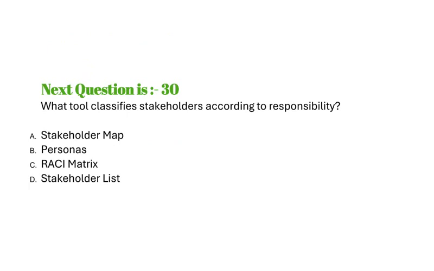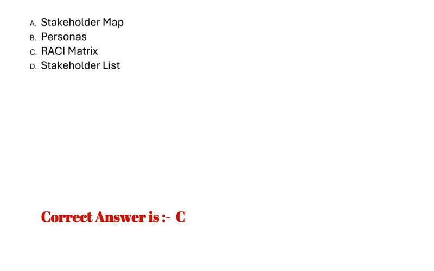Question is, what tool classifies stakeholders according to responsibility? Option A, stakeholder map. Option B, personas. Option C, RACI matrix. Option D, stakeholder list. Correct answer is option C.